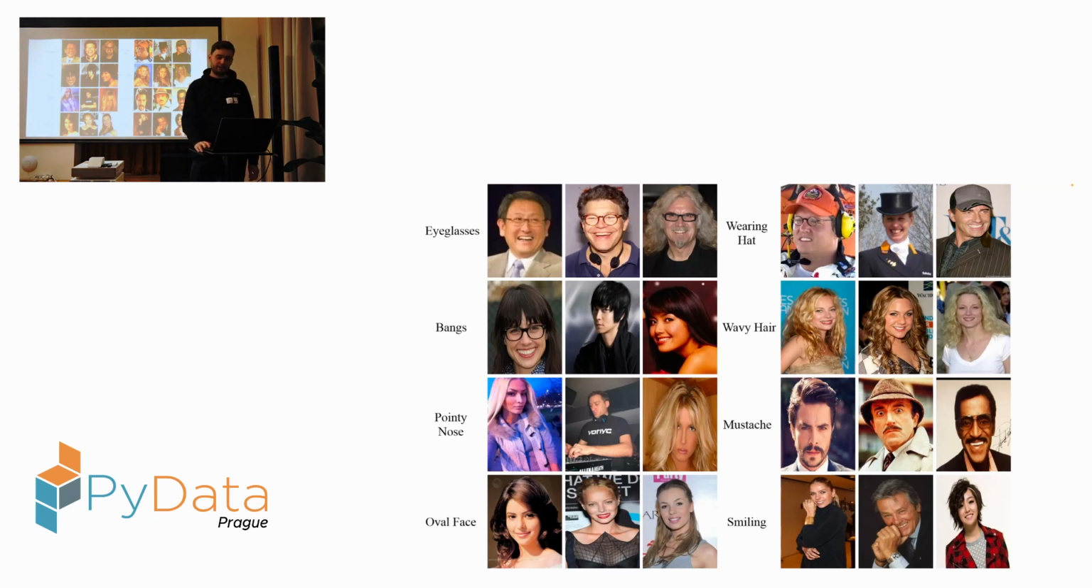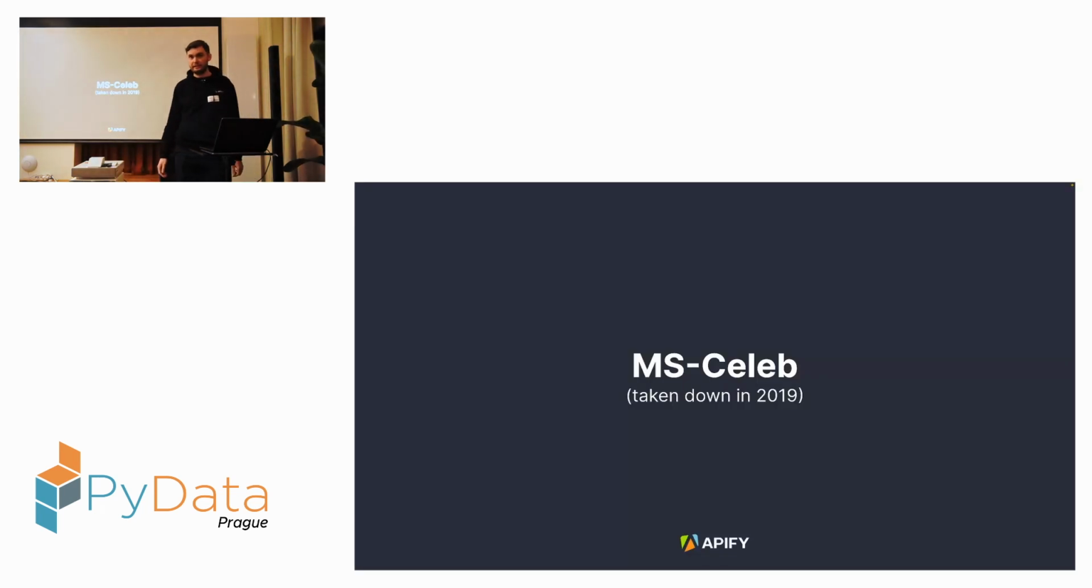And it gets even worse. MS-Celeb was a dataset released by Microsoft, taken down 5 years ago, and it consisted of about 10 million images of faces. There were around 100,000 identities, and it was taken down because an investigation showed that the Chinese government started to train facial recognition that was tracking foreign journalists. So after the investigation, Microsoft just shut the website down.